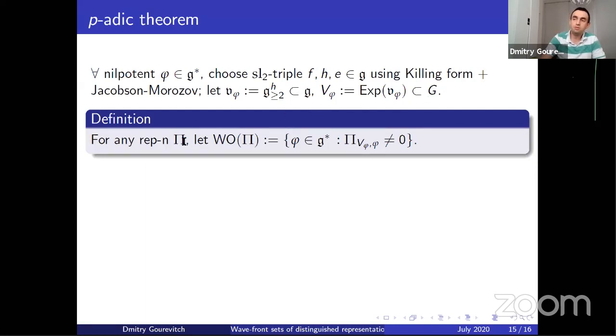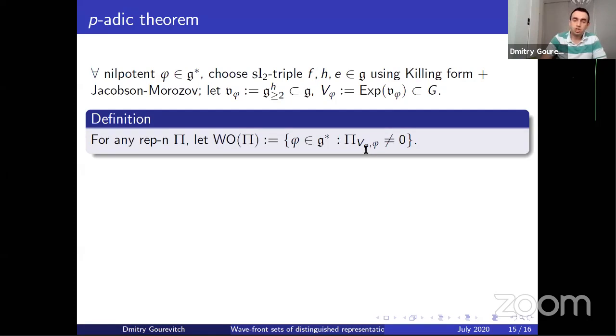And we consider the following. For any representation, which I denote by big pi, because it doesn't have to be admissible, it can be huge, we consider the following quotient. We consider its co-invariants with respect to this nilpotent subgroup with a character given by phi. Just pairing with phi defines the character of this Lie algebra, which we exponentiate to a unitary character of this Lie group. And if the co-invariants don't vanish, we say that this phi belongs to the set WO of pi.